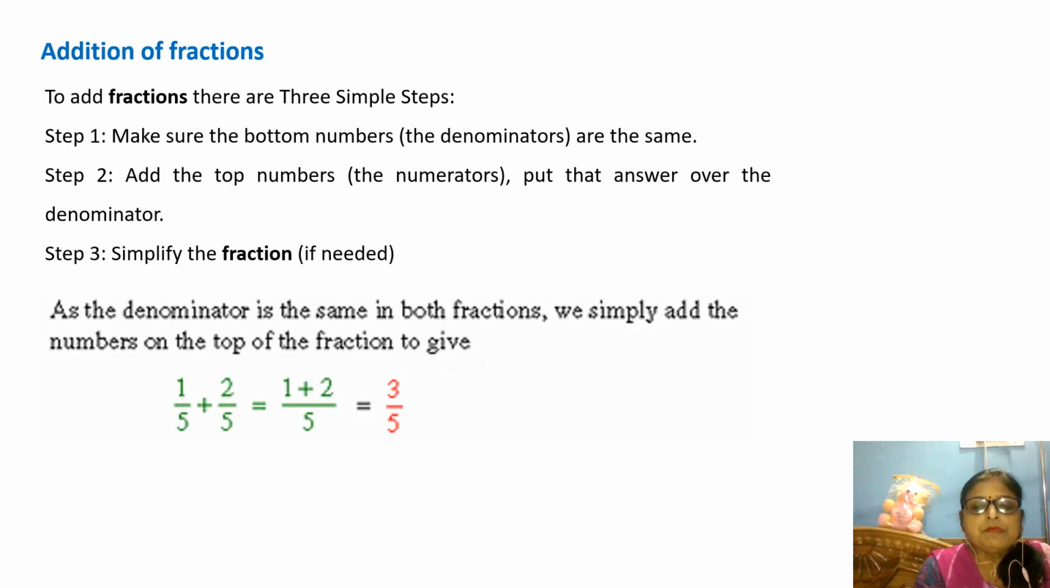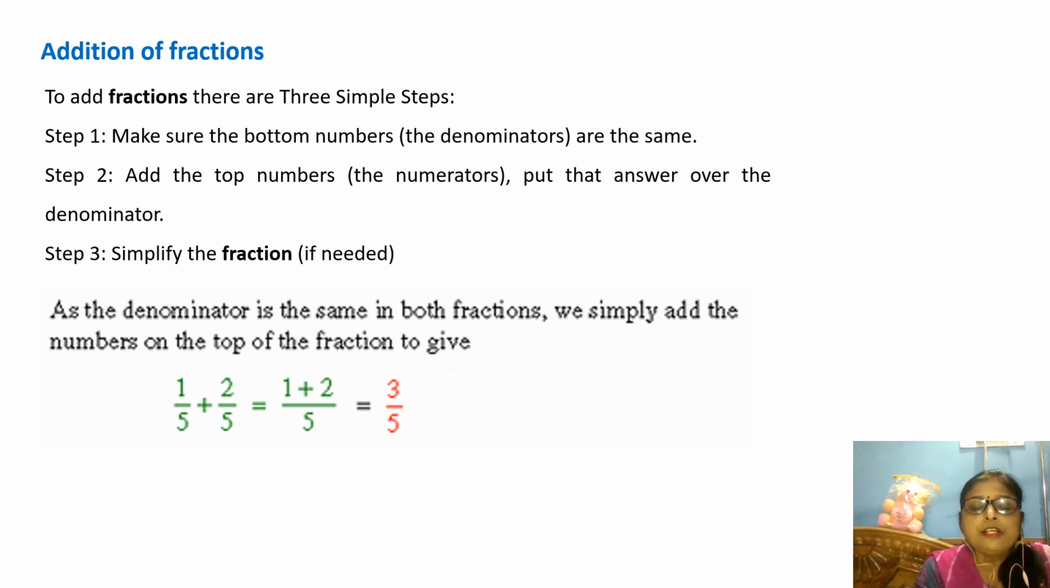Next topic is addition of fractions. To add fractions, there are three simple steps. It is given in the example also. Step 1. Make sure the bottom numbers, means denominator, are the same. Step 2. Add the top numbers, that is numerator. Put that answer over the denominator. Step 3. Simplify the fraction. Whatever you are getting, you write it.